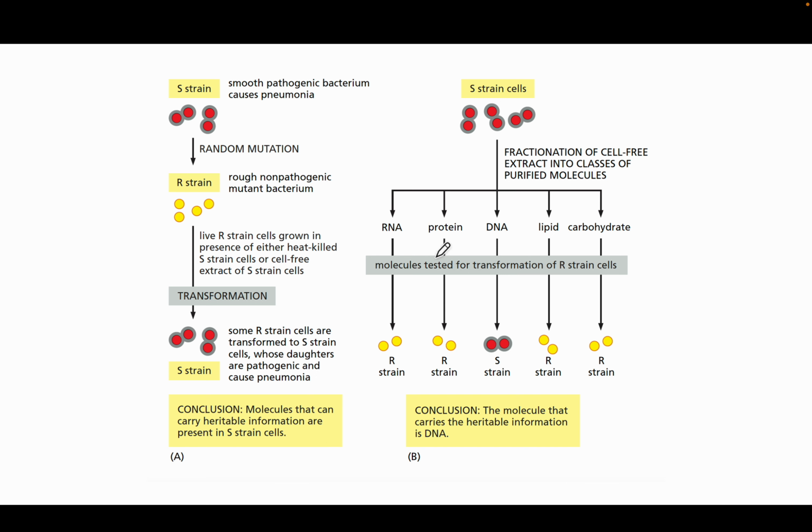Is it RNA? Is it protein? Is it DNA? Is it lipid or carbohydrate? So then what did they do? They fractionated the cell-free extract into classes of purified molecules. They purified RNA, protein, DNA, lipid and carbohydrates from the cell fractionation. And then they tested each molecule for transformation. They did the same experiment in the presence of only RNA, only protein, only DNA and so on. When they did the experiment in the presence of DNA, the R strain got converted into S strain, so they concluded that the molecule that carries the heritable information is DNA.